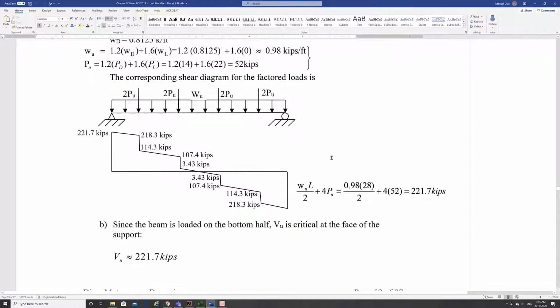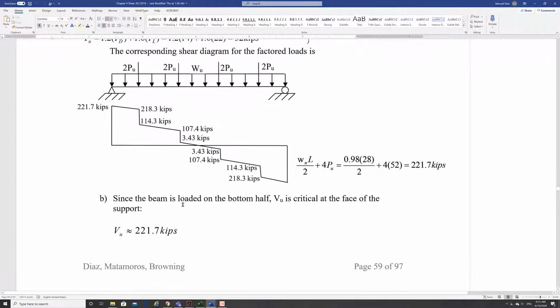And so you do your analysis and you get your reaction here and do your shear diagram, right? So it's going down a little bit, then it drops because of the PUs, then it continues down, uniform load, then it drops again, and so on, right? So the reaction is equal to wu L over 2, right? And there will be 4 PUs on each side, right? So 4 PUs on each side. So that's your reaction, right?